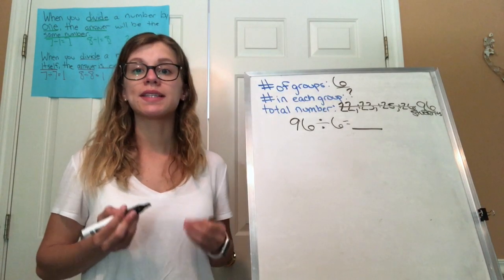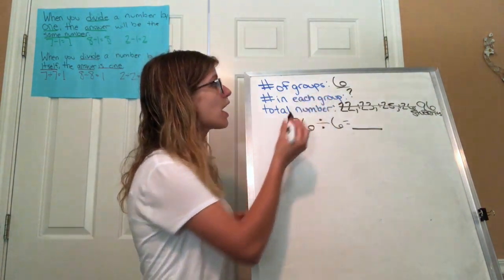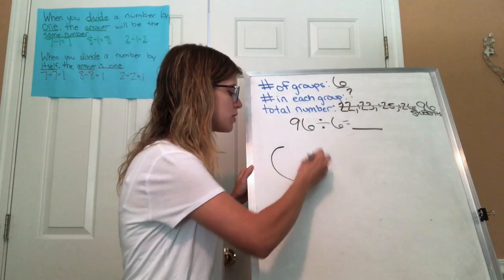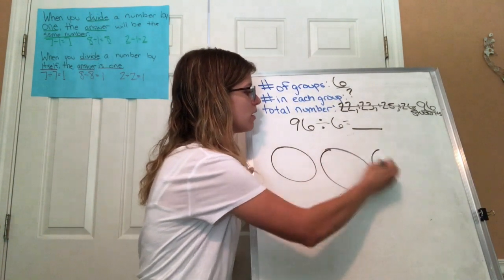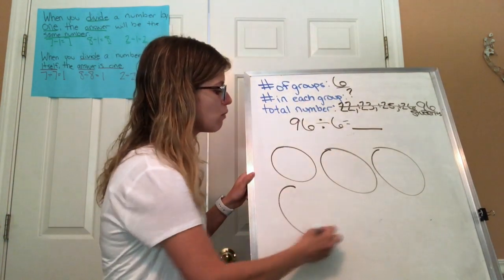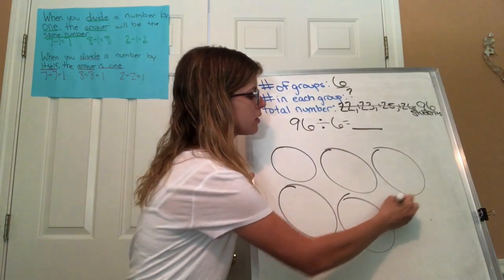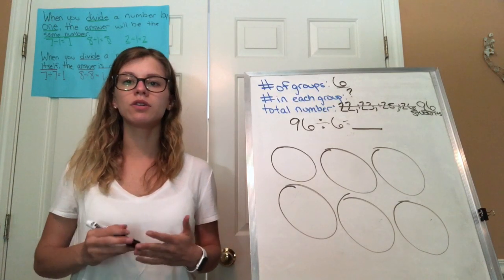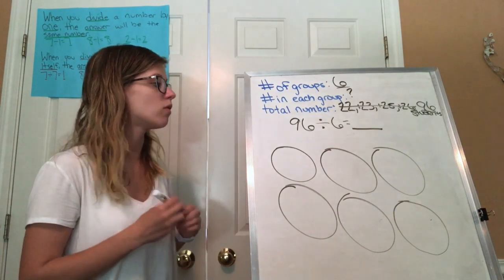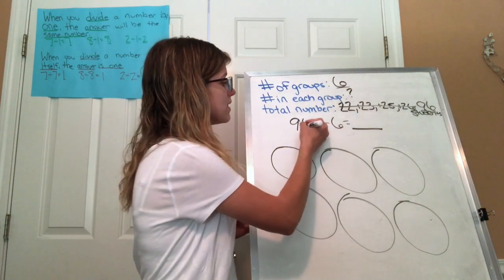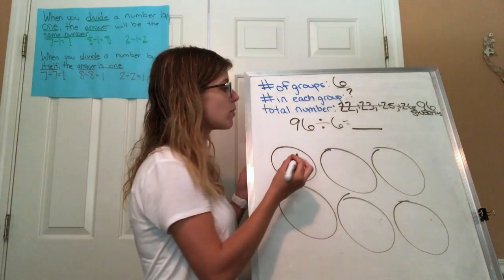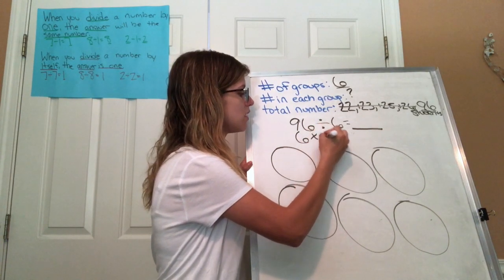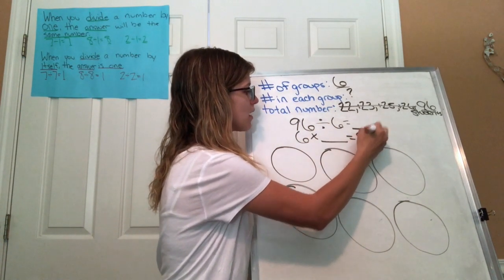What I'm going to do is think about how many groups I have. So I know I have 6 groups, and it's going to be dealt out evenly because it said they broke it down into equal groups. So I have 6 groups. If I know 96 divided by 6 equals how many are in each group, I know that 6 times what equals 96.